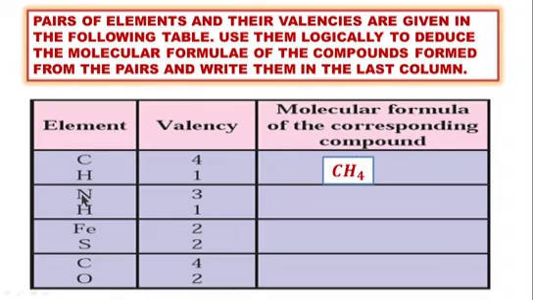Here the elements are nitrogen and hydrogen. Valency of nitrogen is 3 and valency of hydrogen is 1, and therefore molecular formula is NH3. Here is ferrous and here is sulfur. Here valency of ferrous is 2 and valency of sulfur is 2, and therefore molecular formula is FeS. Here is carbon and here is oxygen. Valency of carbon is 4 and valency of oxygen is 2, and therefore molecular formula is CO2.